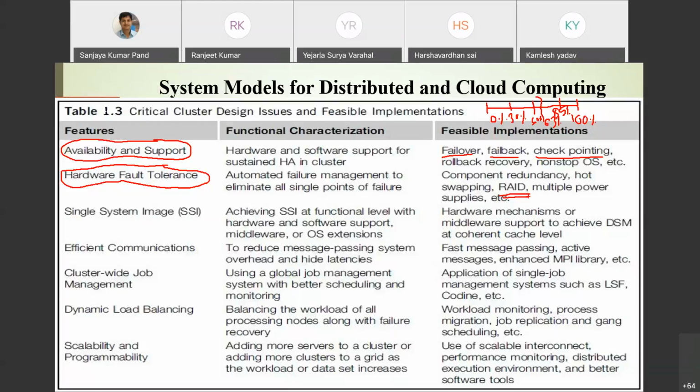Similarly, single system image. Single system image assumes the entire system as a single system or single computer. But if the entire system is treated as a single system, there is a question about transparency. People may ask whether the system is transparent or not.